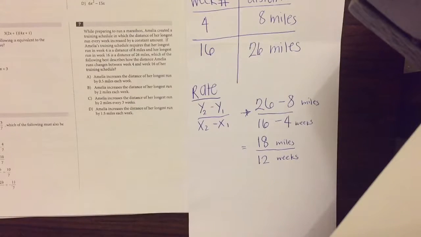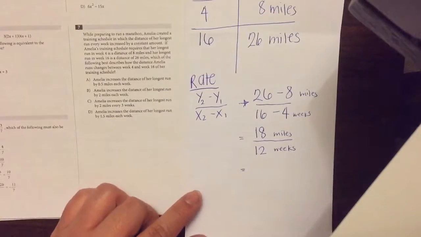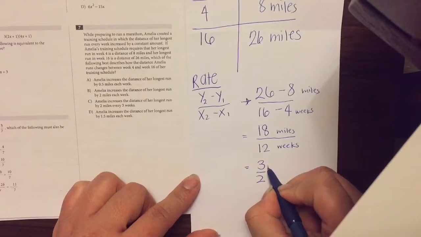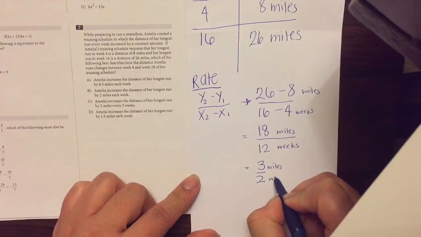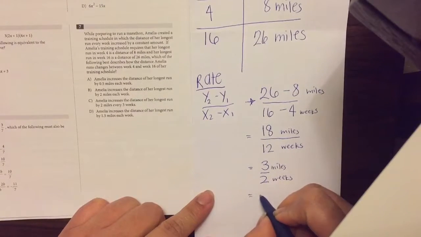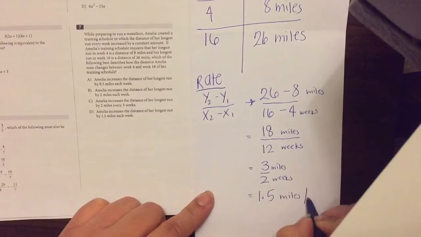Now, this is the no calculator portion of the test, so you cannot use a calculator to do 18 divided by 12, but by knowing fractions, we know that 18 over 12 is reducible to 3 over 2, 3 miles in 2 weeks. And if you know your halves, you know that 3 halves is equal to 1.5 miles per week.